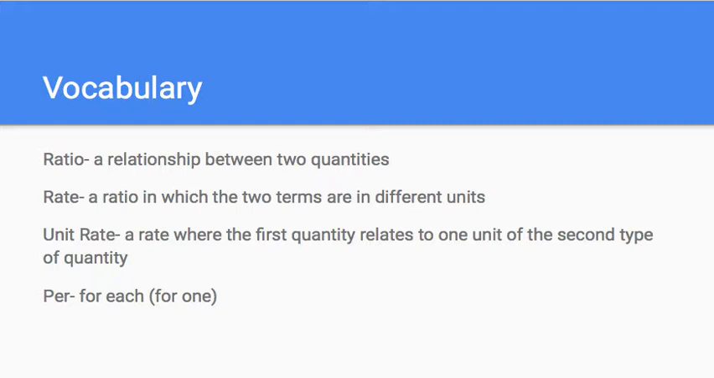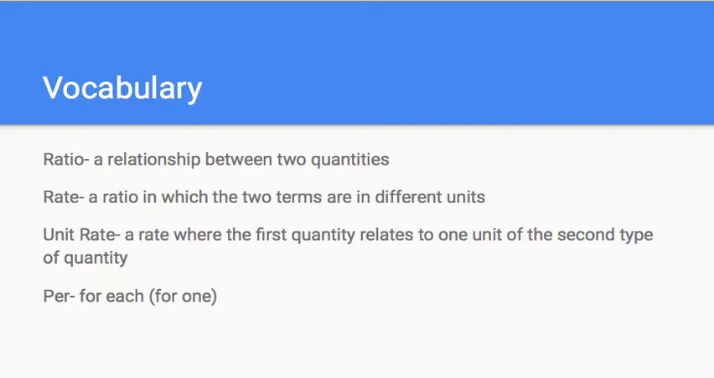You've seen ratios before. Now a rate is a ratio, but this is where the two terms are measured in different units. So I could say the ratio of students in my morning class to students in my afternoon class is 24 to 26. That's a ratio because in this case they're both students. I can make a rate where I can say I can drive 25 miles in 1 hour at the speed limit. So in that case I'm measuring in two different units, miles and hours.